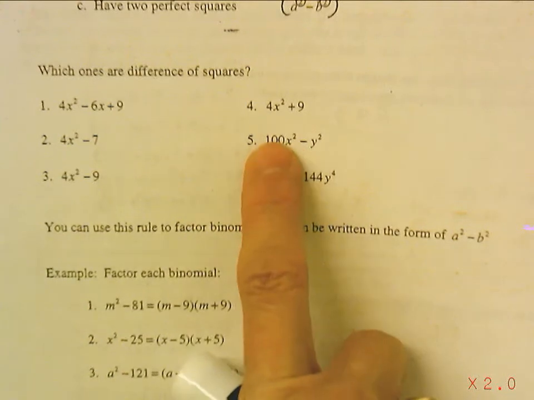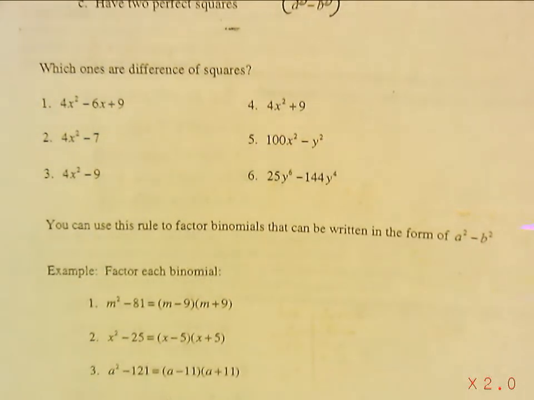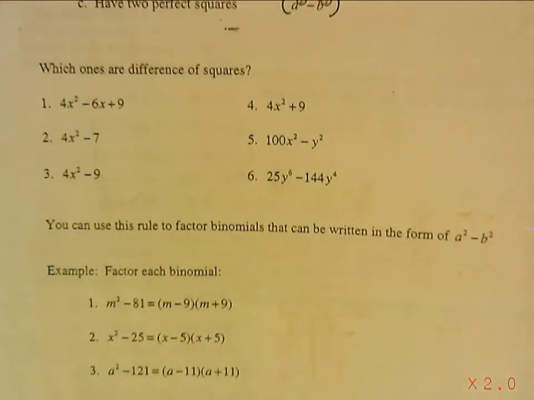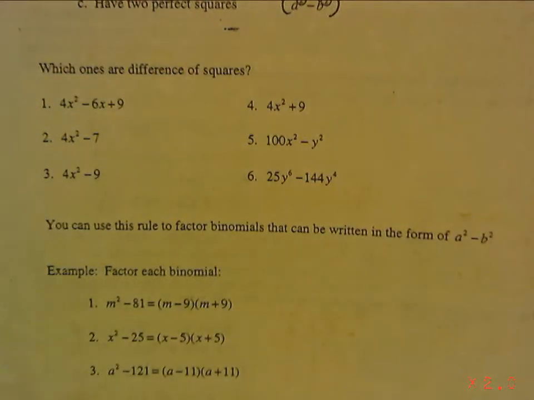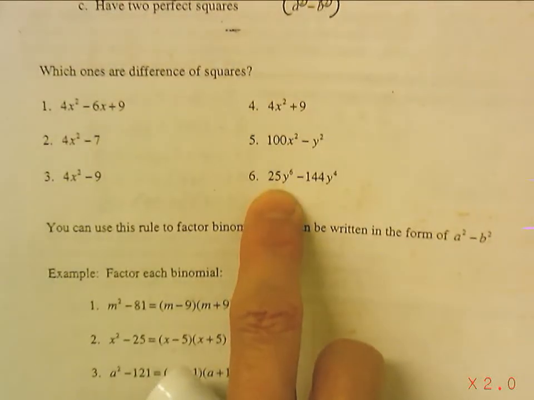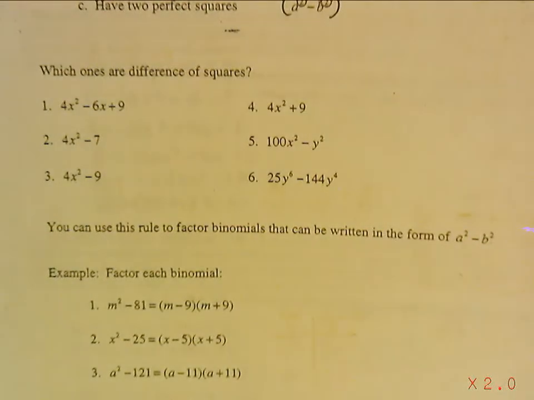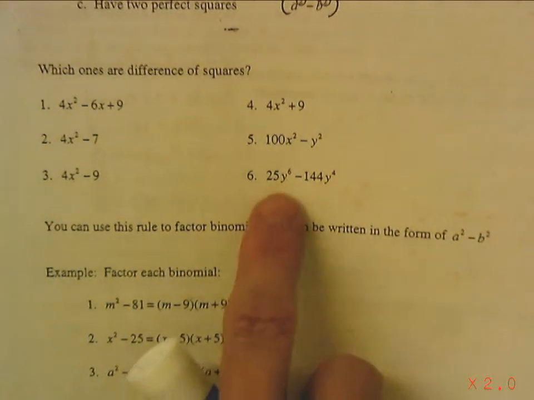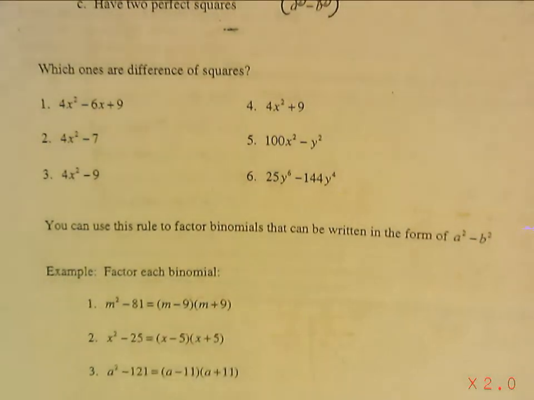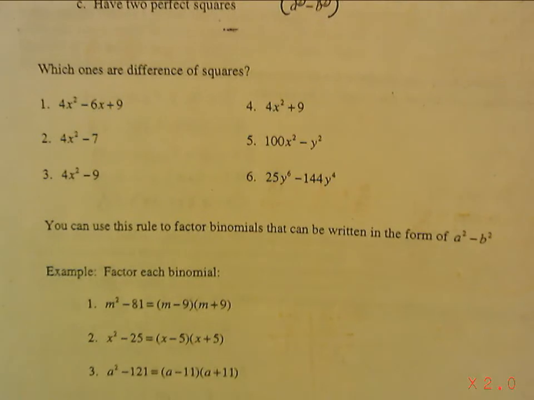Number 5, that is the difference of squares. It's a binomial connected by subtraction where the first term is a perfect square and the second term is a perfect square. And number 6 is also the difference of squares because the first term is a perfect square and the last term is a perfect square. Some of you may say, but why is y to the 6th a perfect square? And then I would remind you that y cubed times y cubed is y to the 6th.